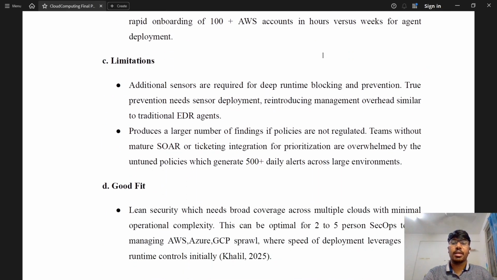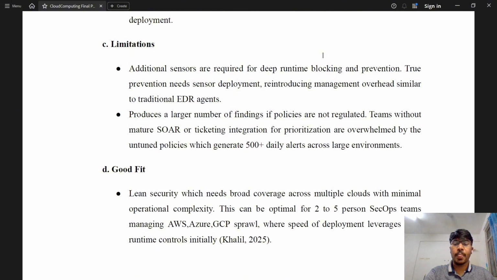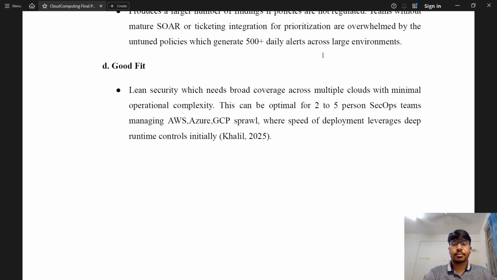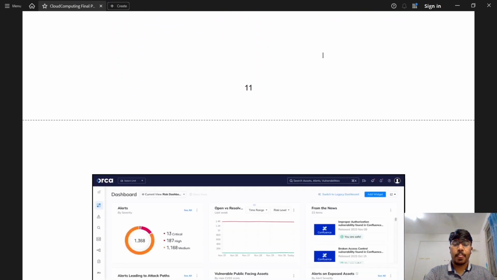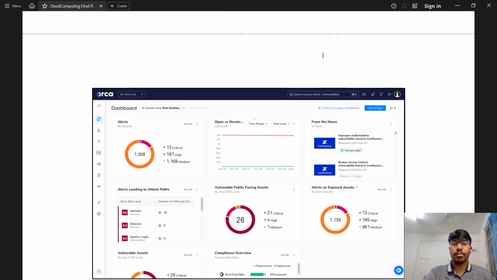It can also be a good fit for smaller teams. Lean security teams of 2 to 5 people, and it is also suitable for multi-cloud environments needing fast deployment without complexity. So this is the dashboard for Orca Security.